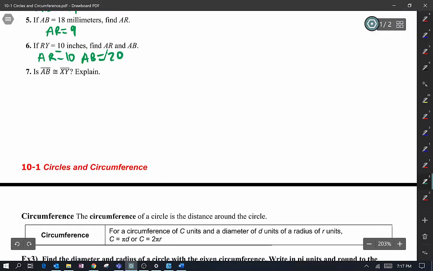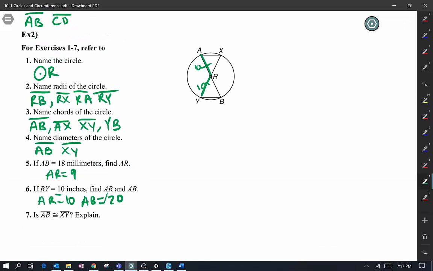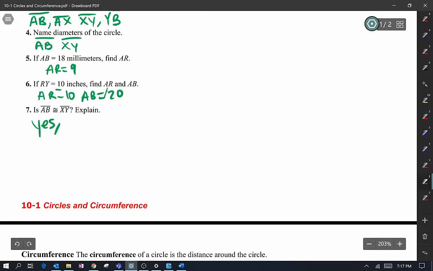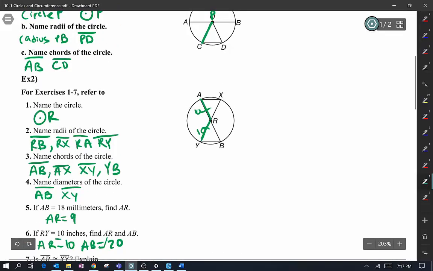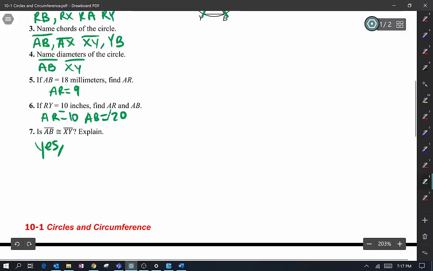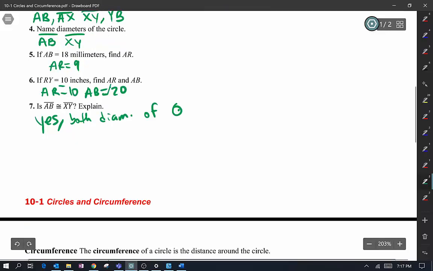All right, is AB congruent to XY? The answer is yes. So why is that yes? Well, because they're both diameters of the same circle. That's a diameter, that's a diameter, and a diameter is just two radii, so yes, they're both diameters of circle R.